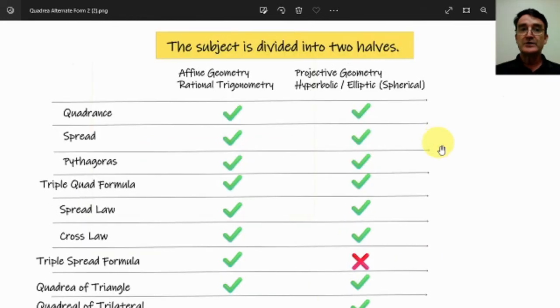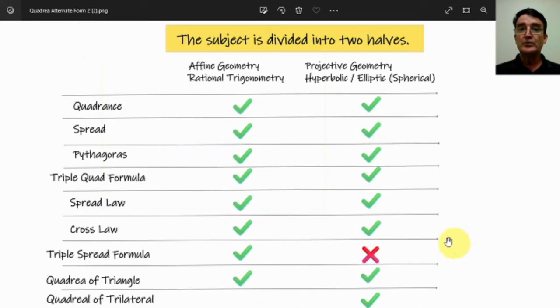Okay, so in this subject, the subject of geometry is really divided into two halves. There is an affine geometry and a projective geometry. These are like two sides of the same coin. For affine geometry, we have a formulation of it called rational trigonometry. And in projective geometry, there's a formulation called universal hyperbolic geometry and spherical or elliptic geometry.